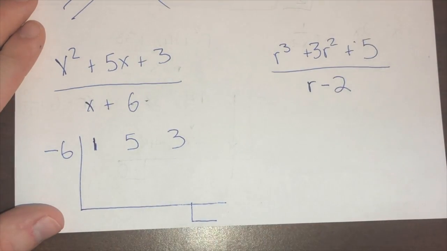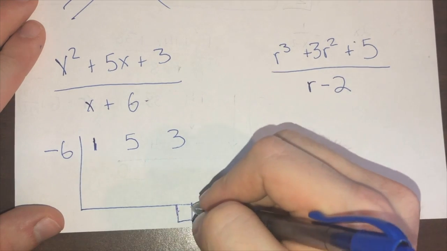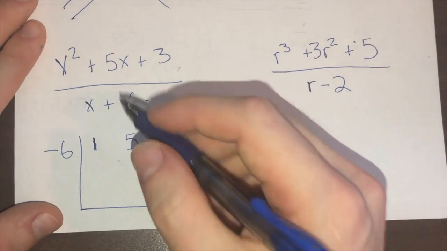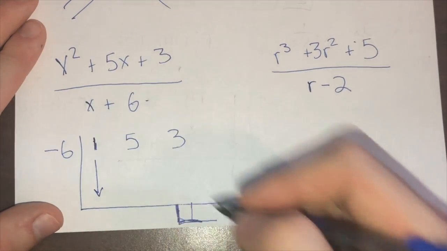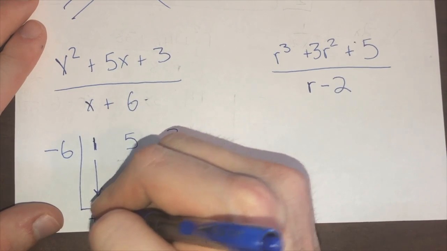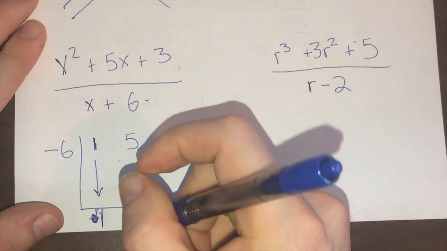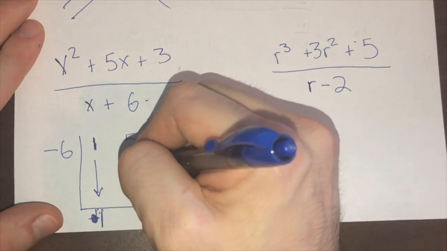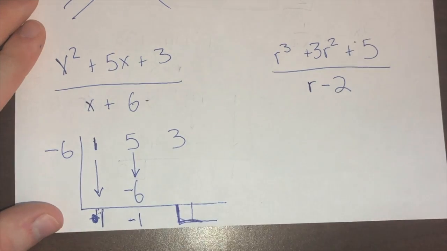Okay, make our bus. Here's our back wheel, and the back wheel really should extend to the 3, because that's our last step. That's the last thing we can bring down. So the 1 comes down. In this case, 1 times -6, we get -6. Add them, -1.